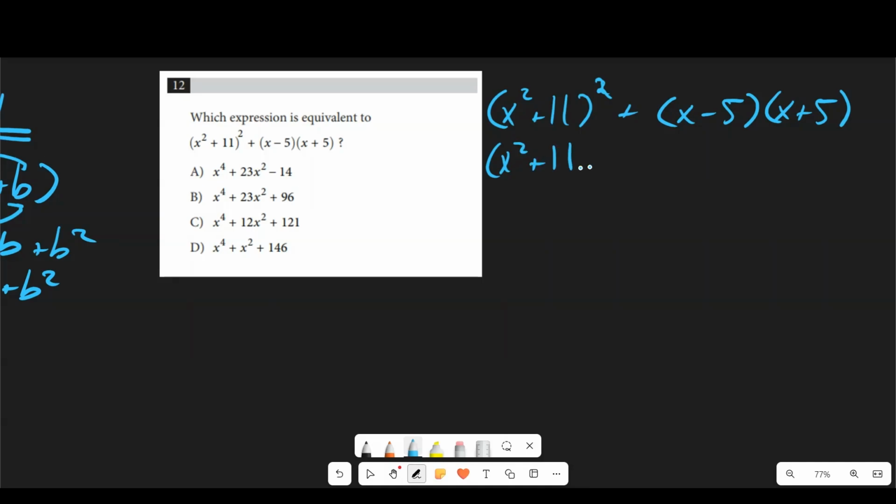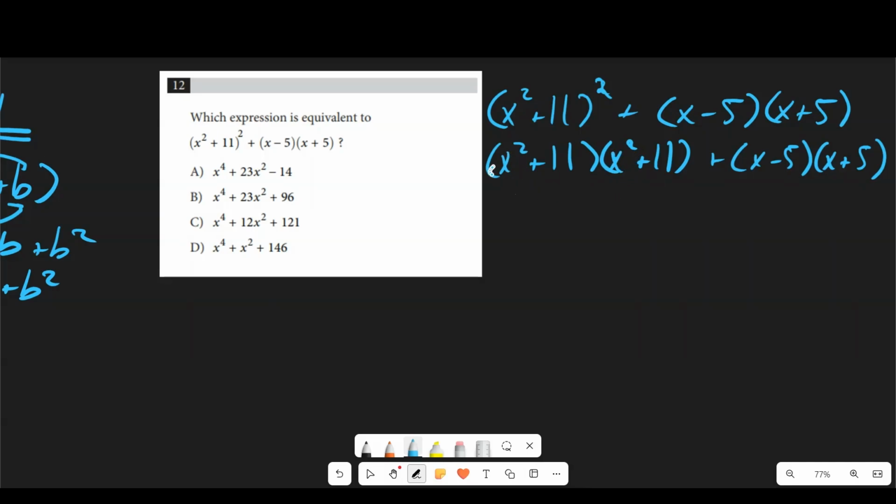So because a squared would be a times a, similarly this term would just be x squared plus 11 times x squared plus 11, right? Because we're just squaring it. And then we have again here x minus 5 and then x plus 5, okay? Next, we will start with these binomials.